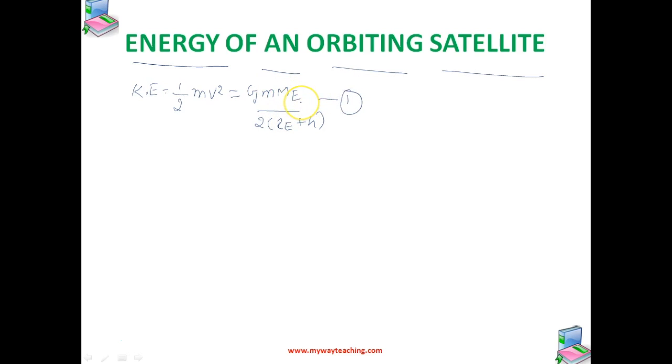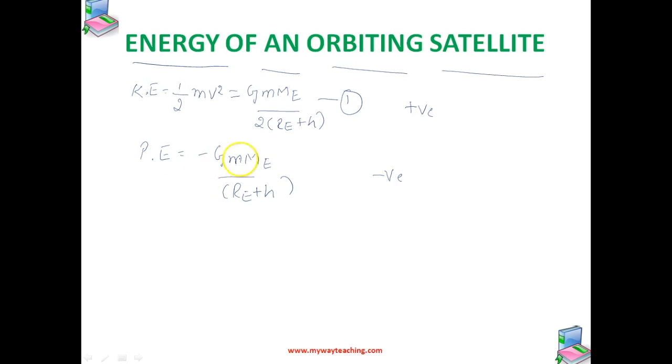Considering the gravitational potential energy at infinity to be zero, the potential energy at a distance RE plus h from the center of the earth is given by minus GMmE by (RE plus h). So the kinetic energy is positive whereas potential energy is negative. However, in magnitude, the kinetic energy is half of the potential energy.